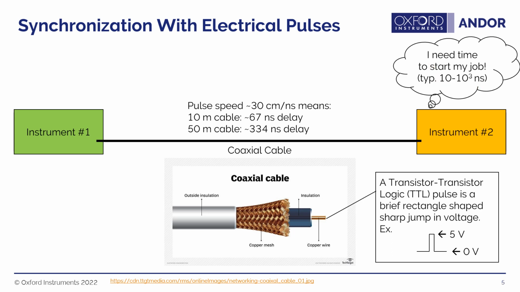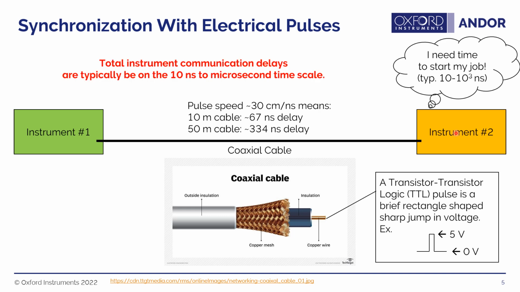So once a pulse arrives at instrument 2 and it's been detected, instrument 2 needs time to think about starting its job. Because there are electrical circuits within instrument 2 that tell it what it needs to do, those pulses need to travel within instrument 2 itself as well. This can typically take anywhere from about 10 nanoseconds to 1 microsecond for instruments to think about starting to do what they've been told to do.